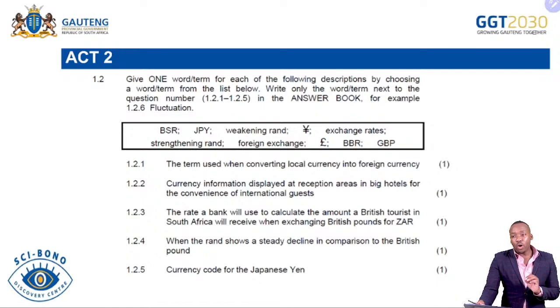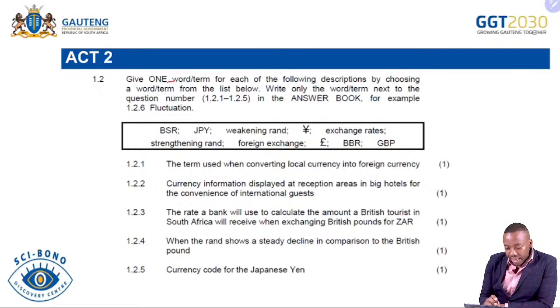Again, in your question 1, give one word. Do you see why the terms are very important? Give one word or term for each of the following descriptions by choosing the correct word from the list. Let's check what we are given. BSR, JPY, weakening rand, another code of Japanese yen, exchange rate, GBP, BBR, the pound, foreign exchange, and strengthening.